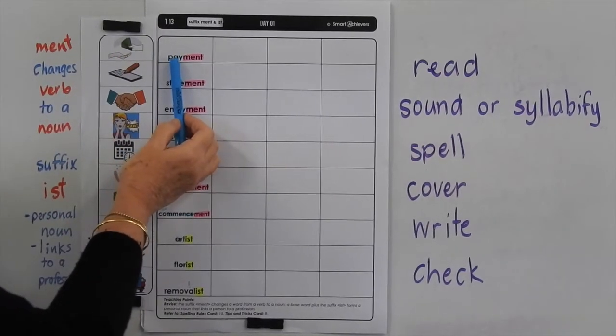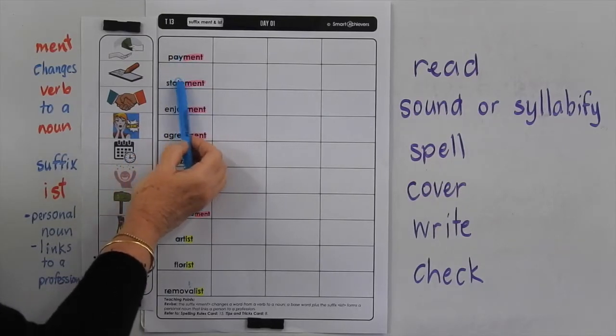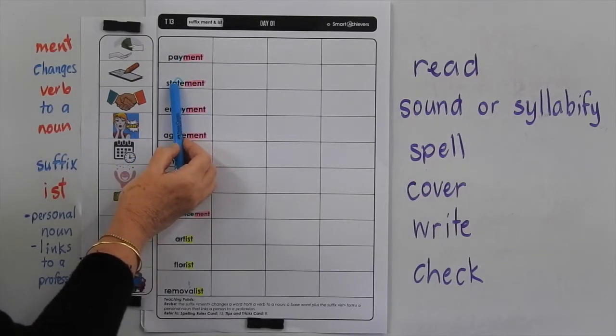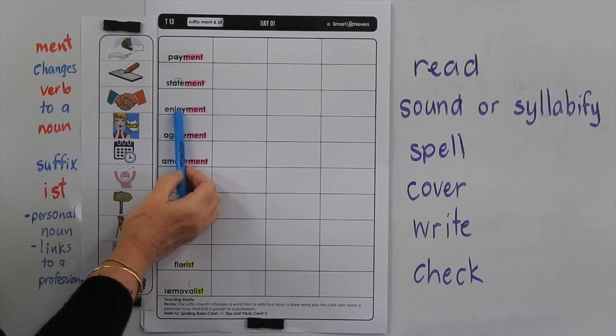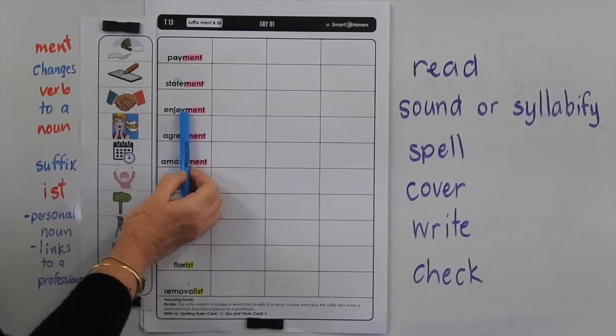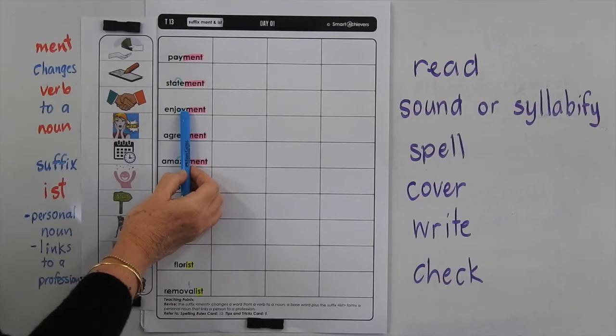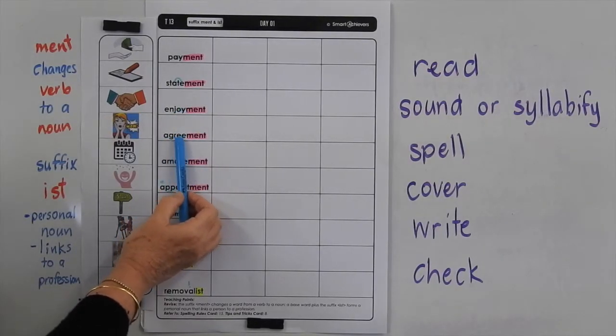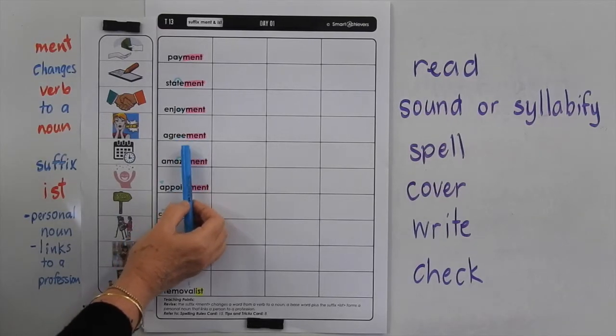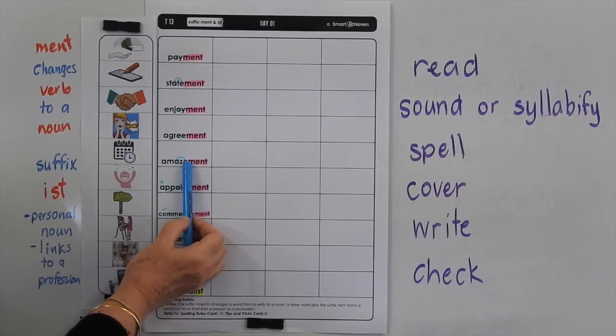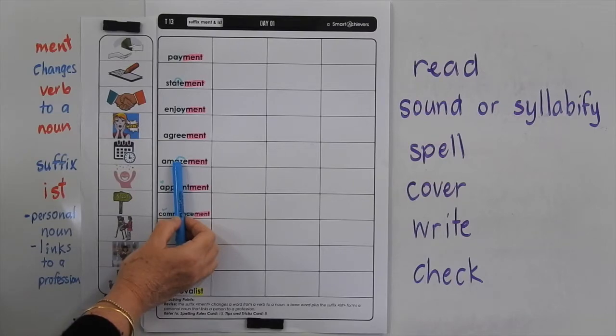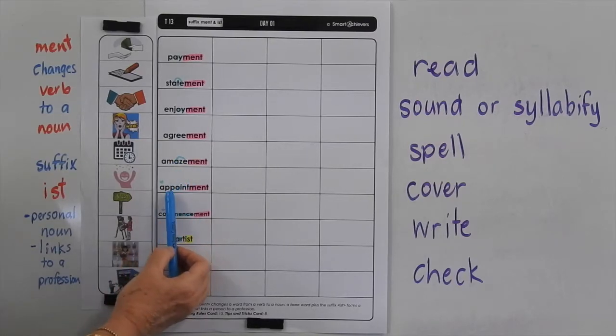We've got payment, so you've got the AY making the long A sound. Statement, you've got the E making the A make a long vowel sound. Enjoyment, you've got the OY used at the end of a word or syllable for the OI sound. Agreement, we've got the double E in there. Amazement, you've got the E making the previous vowel A make its long sound.